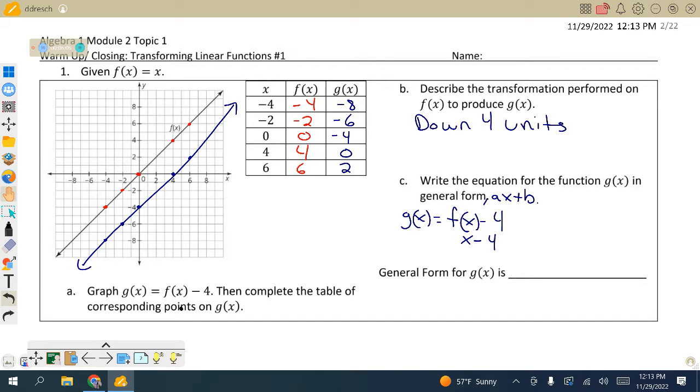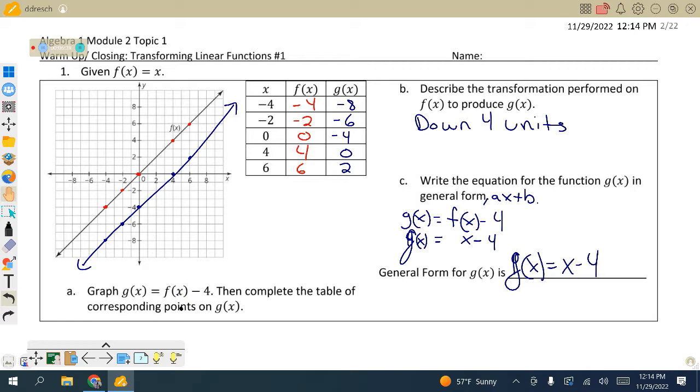Now yesterday we saw we had some like terms to combine. Is x minus 4, are those like terms? No, so we can't combine them, we're just going to leave them completely as is. Sorry, and this should be g of x. So that new equation is x minus 4. That's my transformed equation.